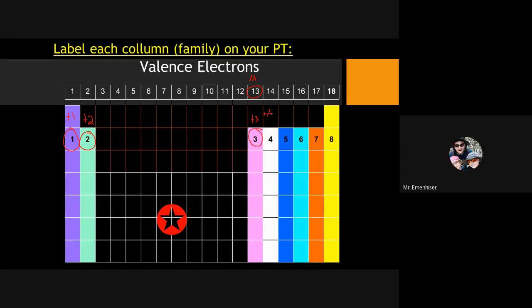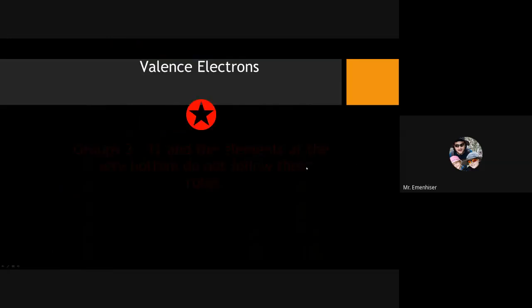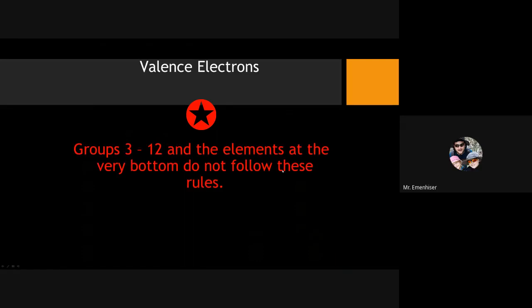This will be plus or -4, which will be 4 valence electrons. This will be 5 valence electrons, which will be a -3. This will be 6 valence electrons, or a -2. This will be 7 valence electrons, -1, and then 0. We'll talk about how we get these numbers a little bit today. So you can look on the periodic table, see where the element is, and get the number of valence electrons. We're not going to worry about this section here. These do not follow the rules, so we're not going to worry about them.